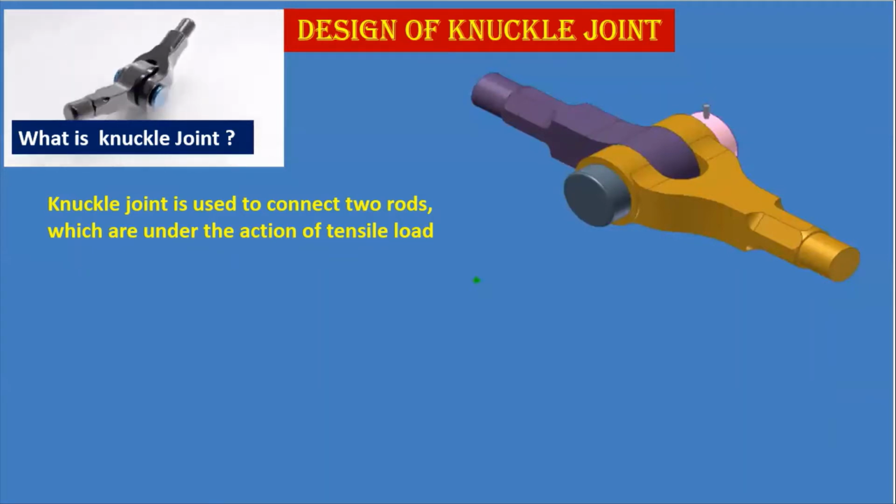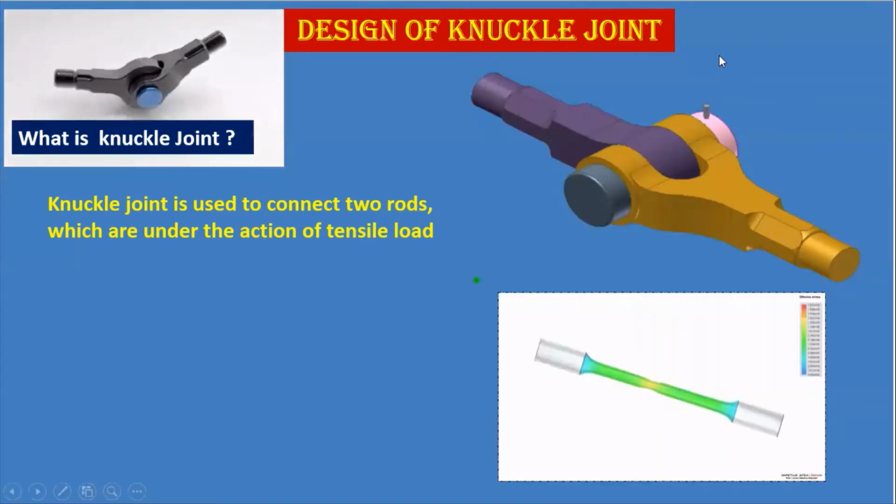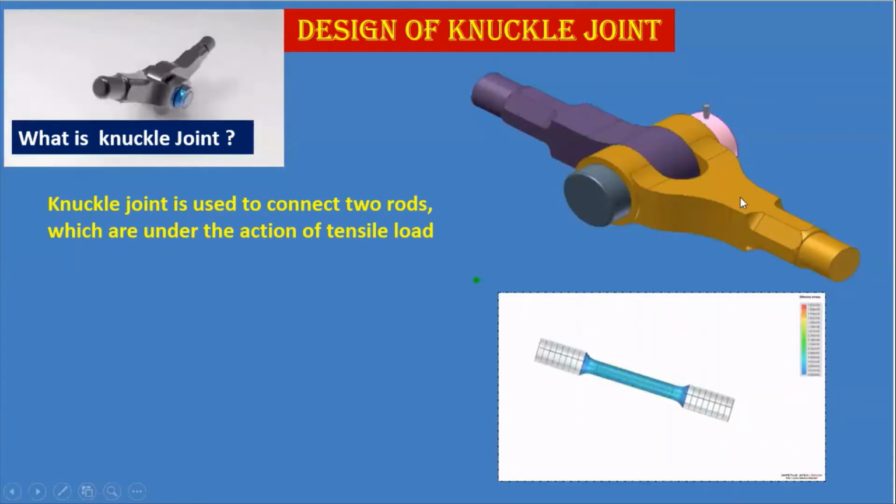So today we'll discuss the design of the knuckle joint with its applications, and I will also take some examples. While designing, we must first understand the use and application of that part or joint. So let's begin with what a knuckle joint is. A knuckle joint is used to connect two rods which are under the action of a tensile load.